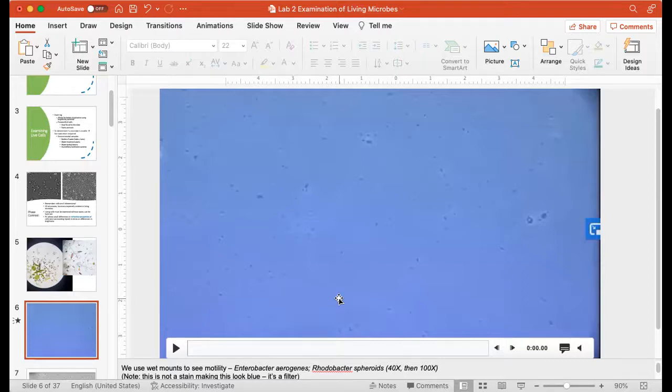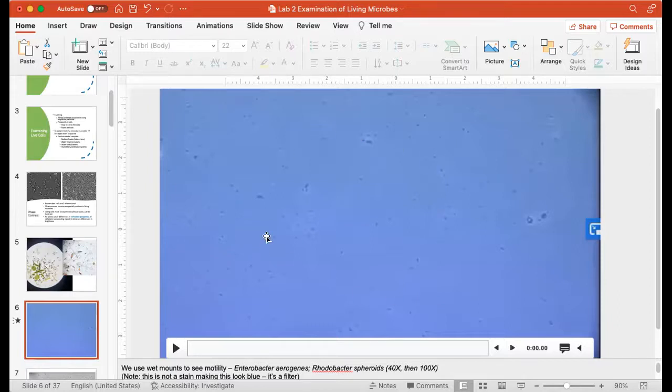Now, this is a short video. I'm going to turn it on for us in just a minute. You can just see the bacteria here. Can you see them? We're going to look at this view, which is 40x, under the 40x lens. And then we're going to look at the same sample under a 100x lens.